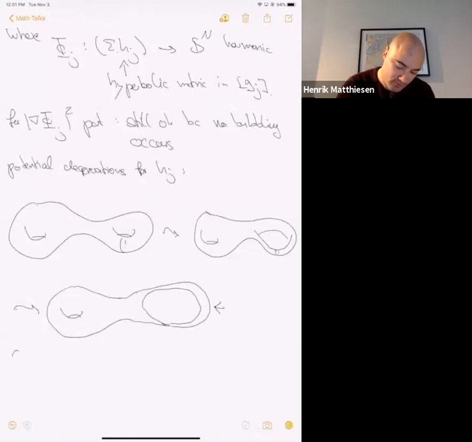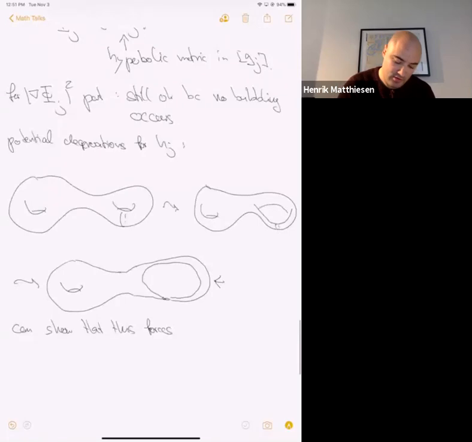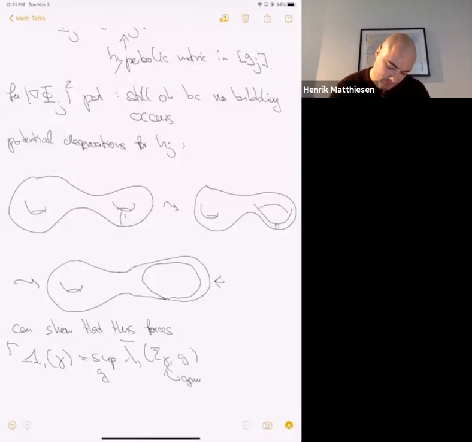You can show that this forces the following. Okay, so now I have to introduce some notation. Let's give a name to this thing. So that's the sup in genus gamma, sup over G of lambda_1 bar. So that is genus gamma.